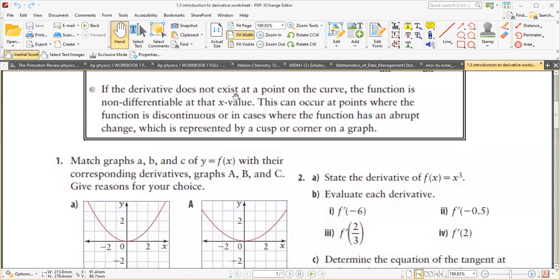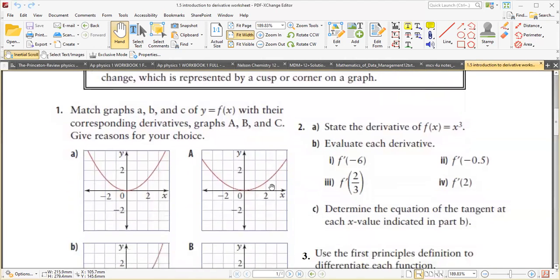If the derivative doesn't exist at a point on the curve, the function is non-differentiable. If your function is discontinuous, of course, it's not differentiable, and there are other cases.